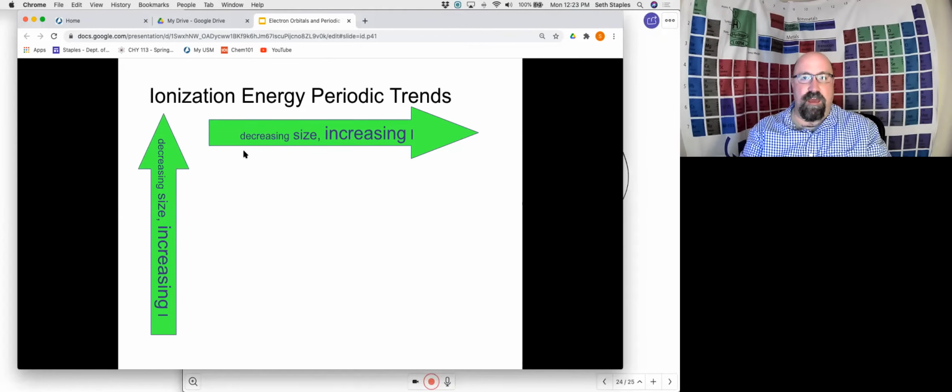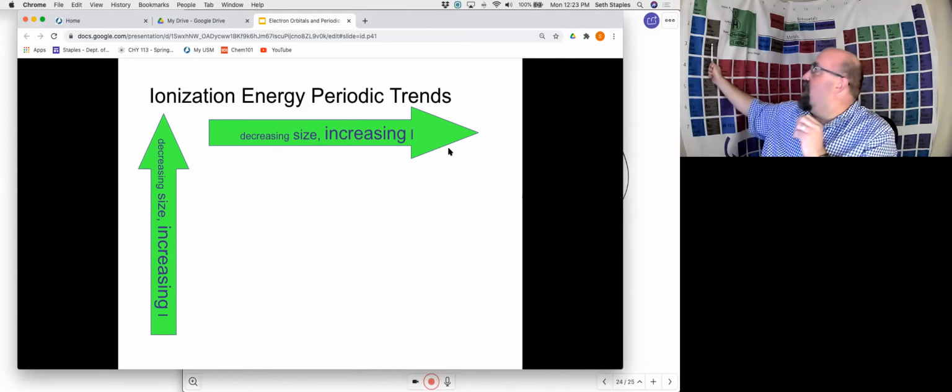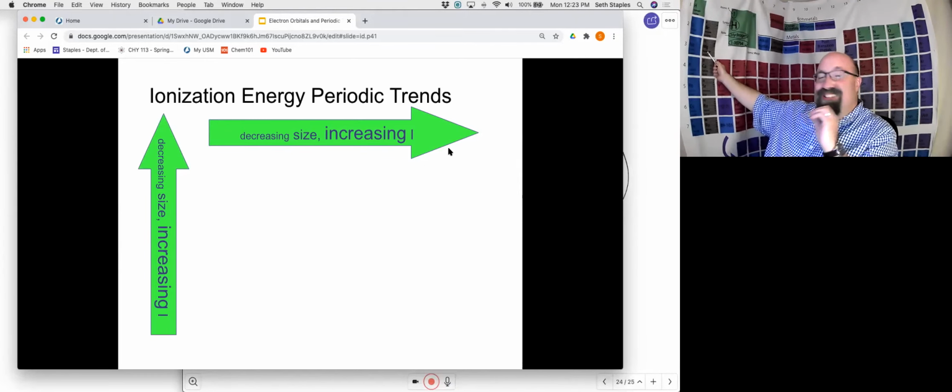And so ionization energy increases as you move left to right. So it increases because the effective nuclear charge increases. Those electrons, as you move left to right, are held tighter, so it is harder to remove them. And so the first ionization energy of magnesium is higher than the first ionization energy of sodium. It takes more energy to remove an electron from a magnesium atom than it does from a sodium atom.